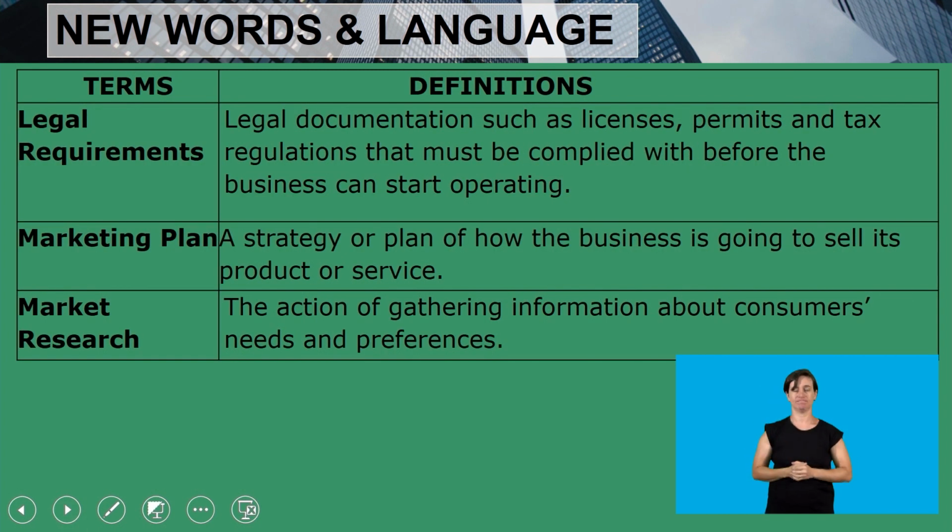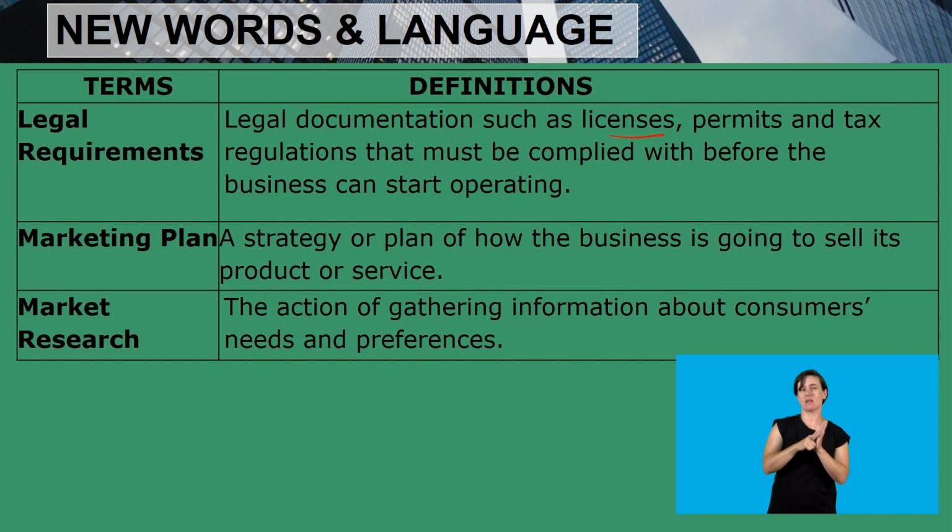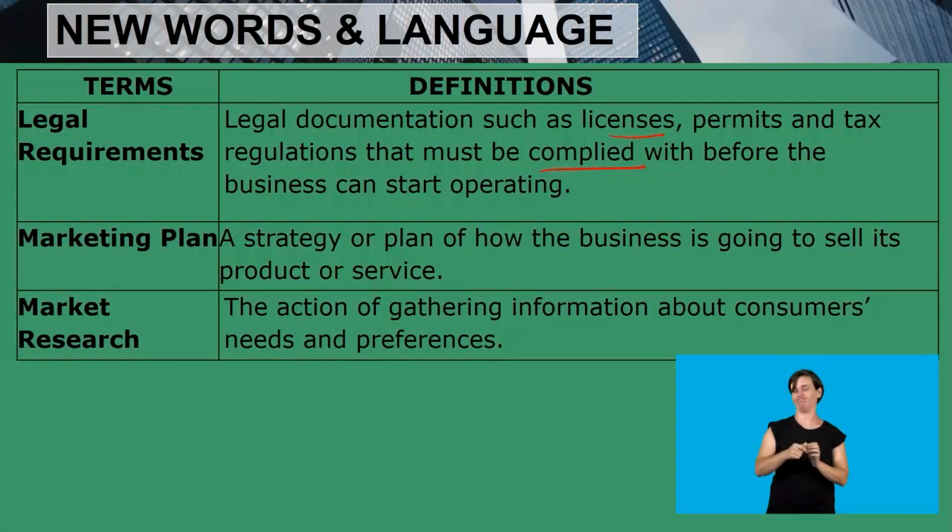Legal requirements, these are legal documentation such as licenses, permits, and tax regulations that must be complied with before the business can start operating. So before you start operating, there are certain legislations or legal documents that one needs to comply with. Another term is a marketing plan, which is a strategy or plan of how the business is going to sell its product or service. Basically, how will you get your product to be well known out there? Lastly, we've got market research, which is the action of gathering information about consumers' needs and preferences. What is it that the customers would like to buy and all that?